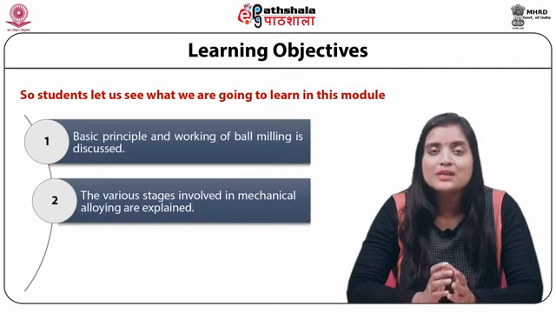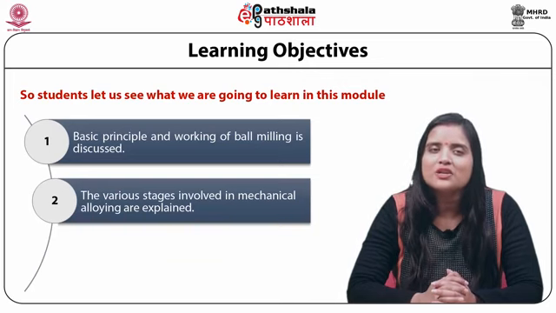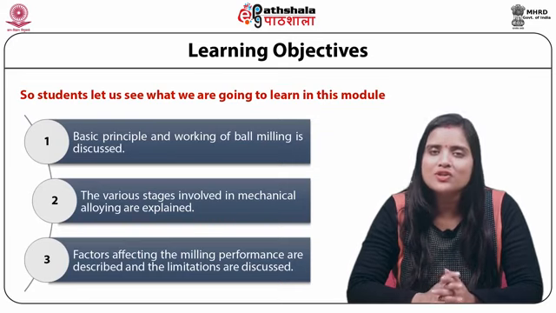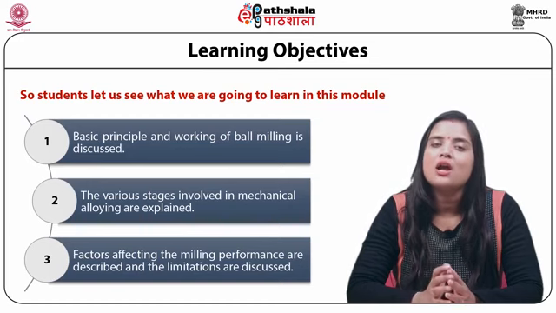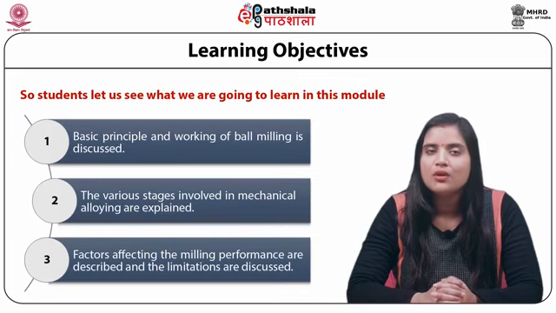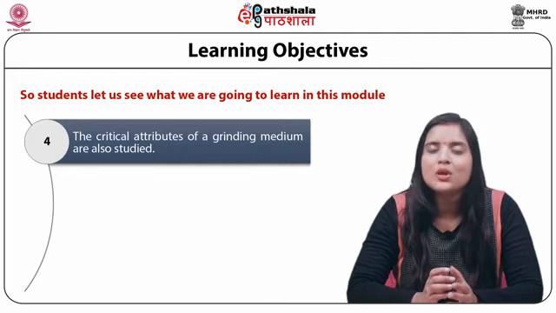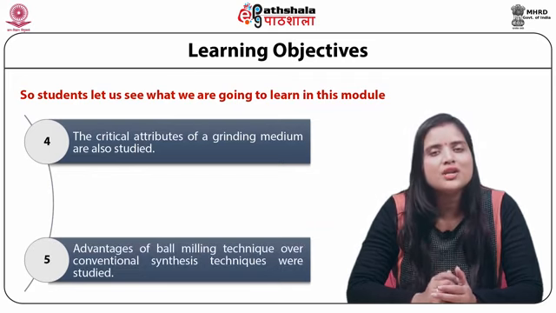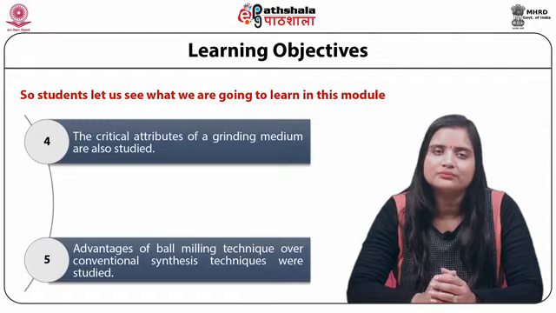Also, the various stages involved in mechanical alloying are explained in this module. Further, factors affecting the milling performance are described and the limitations are discussed. The advantages of the ball milling technique over conventional synthesis techniques are studied. Finally, the critical attributes of a grinding medium are also studied here.